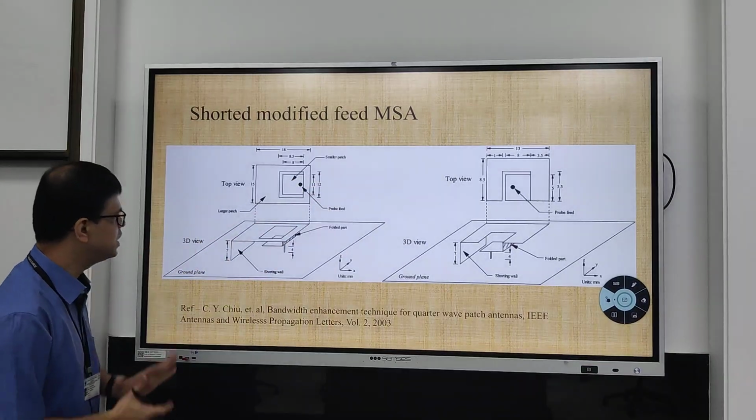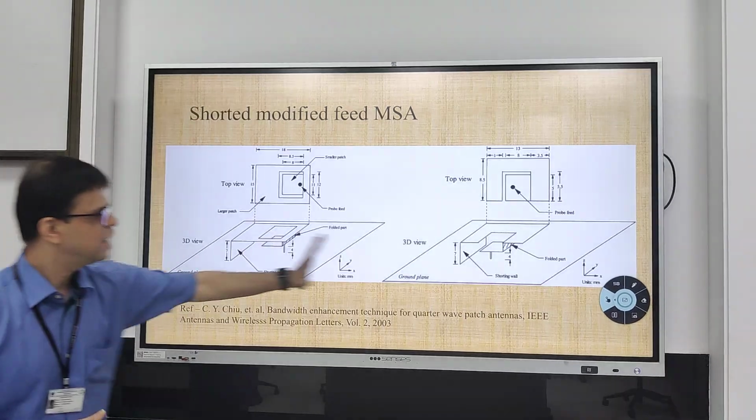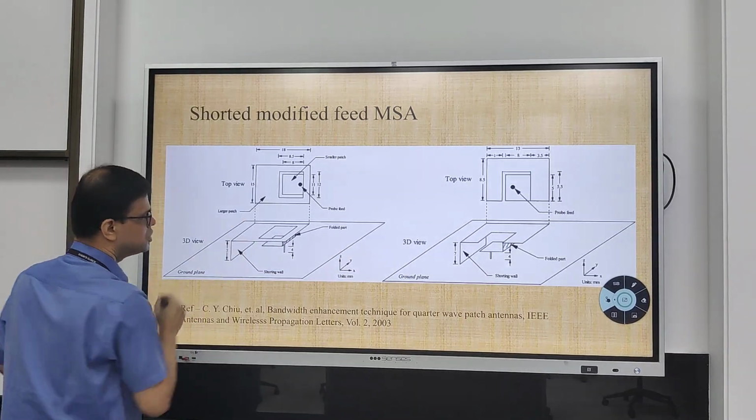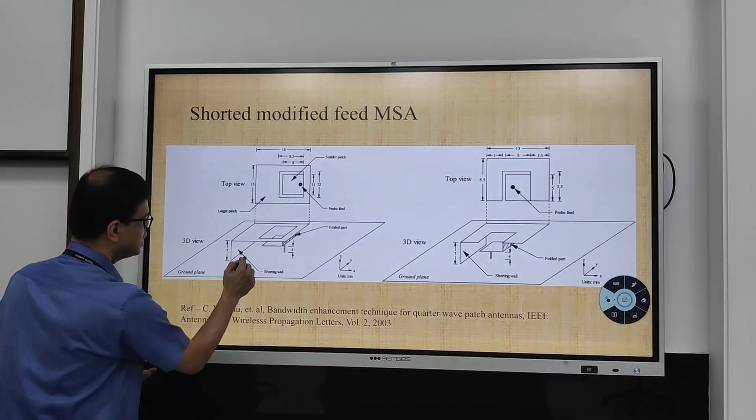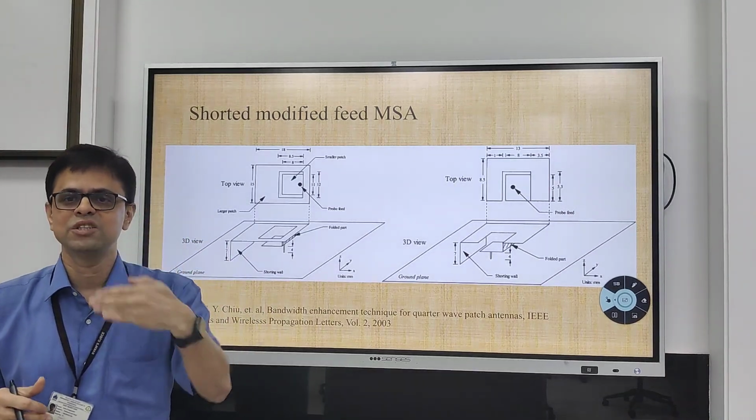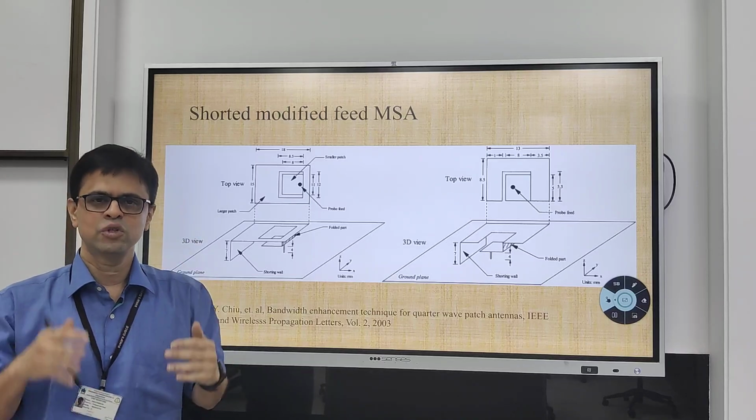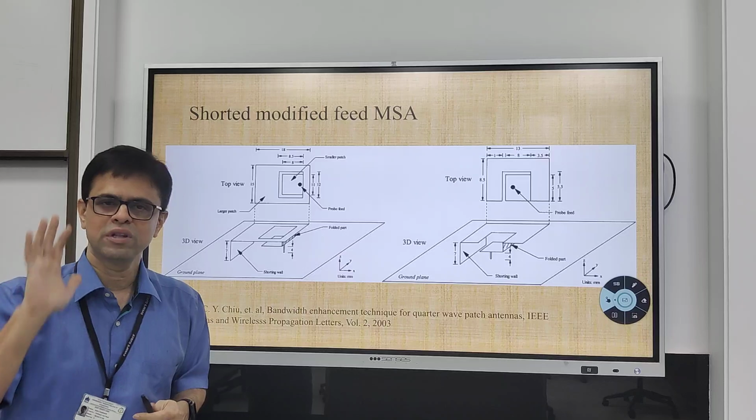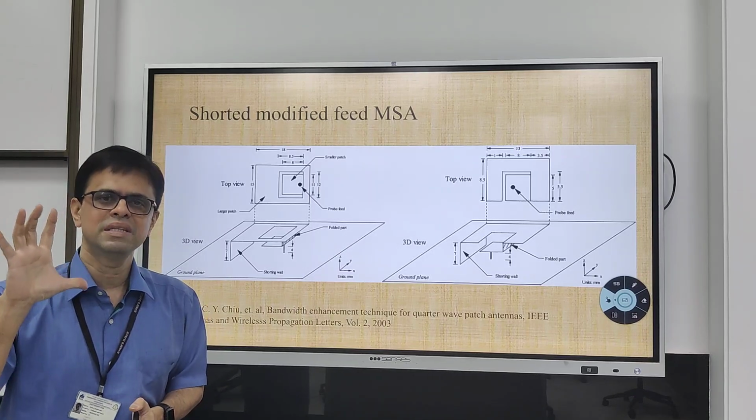Now, in this configuration, look at what we have done. Here, a shorted patch is used, since a thicker substrate is used. Remember, thicker means how much thicker? In terms of lambda, one has to judge what h by lambda is. So generally, thicker means more than 0.07 lambda or more than 0.08 lambda. We call them a thicker substrate.